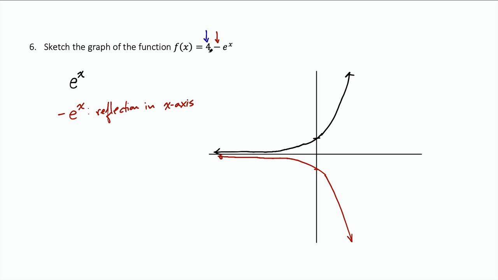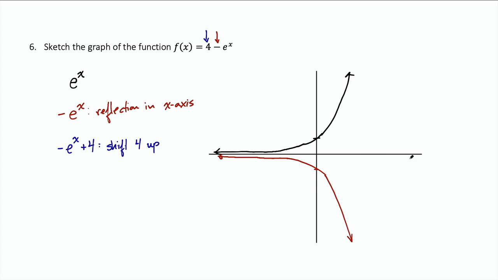And then that 4 in front, I can think of that as my negative e to the x and then plus a 4, and that might help us see it a little bit better. Taking a function, adding 4, that's a vertical shift. And because it's plus, it's going to be up 4 units. So we'll take this graph and shift it up 4 units.